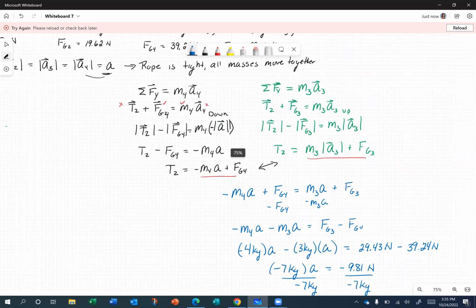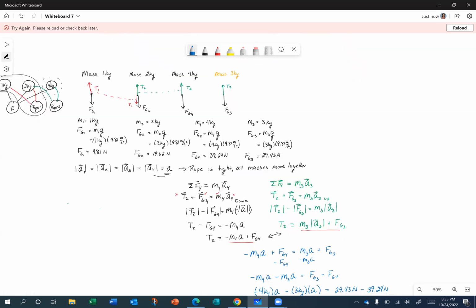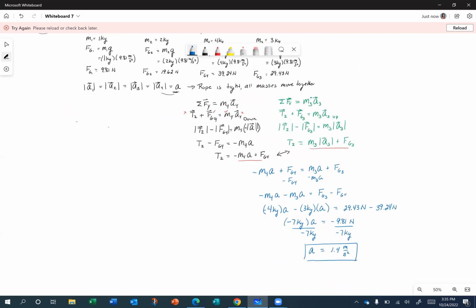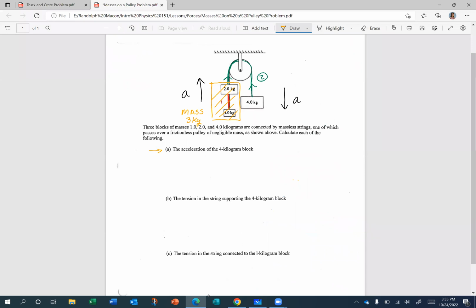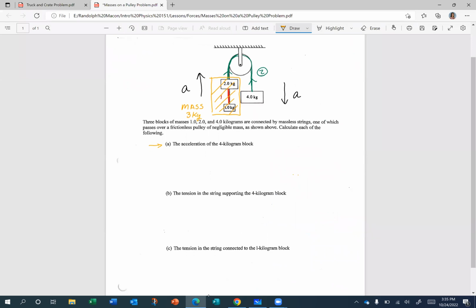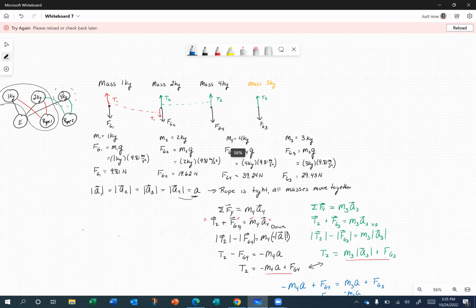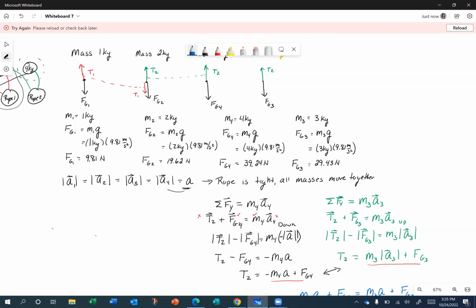So remember, we said up here that acceleration is equal. That means all the blocks are moving with that same acceleration of 1.4. So if I go back to part B, what is the tension in the string supporting the 4 kilogram box? If I go over here, I'm really talking about T2. So what I'm asking for in part B is what is tension 2. Going back to our pictures or equations, where does tension 2 show up? In looking at masses 4 and 3, or 4 and 2.